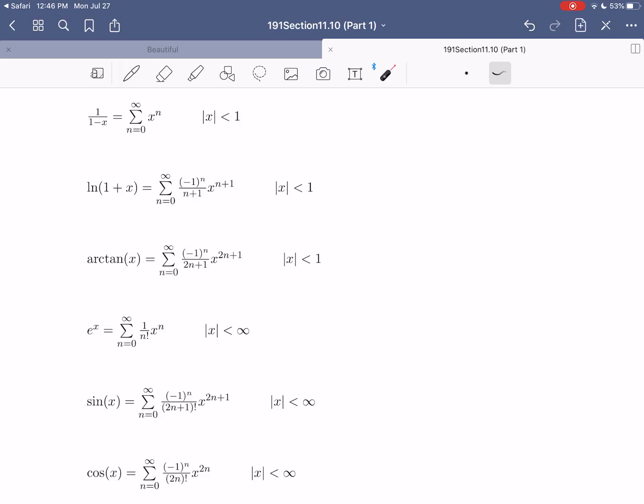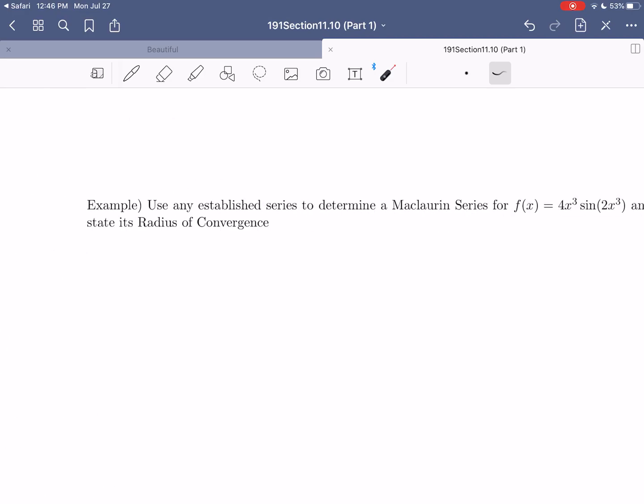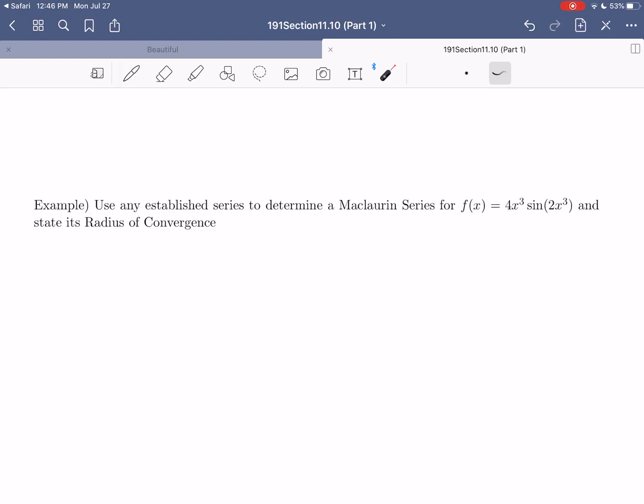All right, let's wrap this up now with just trying a couple more examples using some of these new established series to take a look and build some other ones based on those manipulations. So let's use any established series to determine a Maclaurin series for f of x equals 4x cubed sine of 2x cubed and state its radius of convergence. Notice you could try to do this with that table approach, but the derivatives of this are going to get really messy. You're going to have to use product rule and chain rule, all that stuff. You don't want to have to actually do it the brute force way. You want to use the established series.